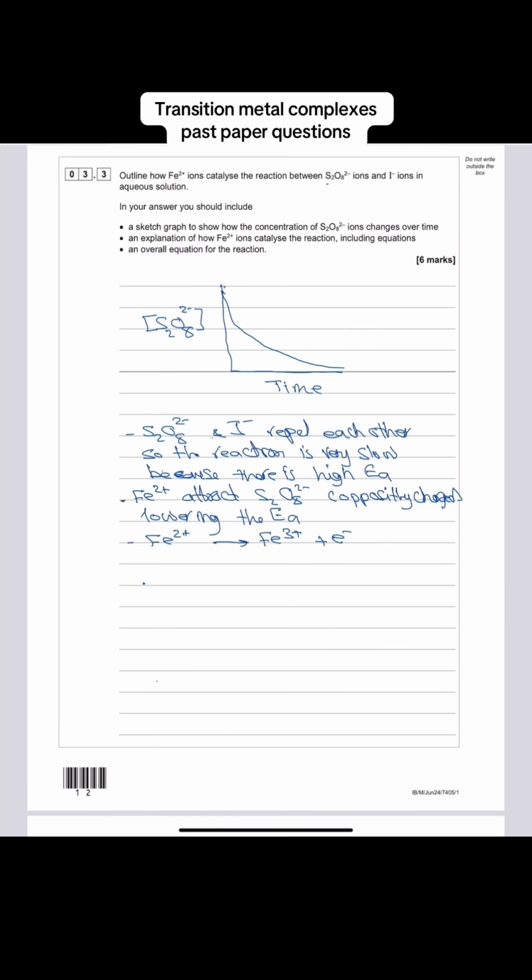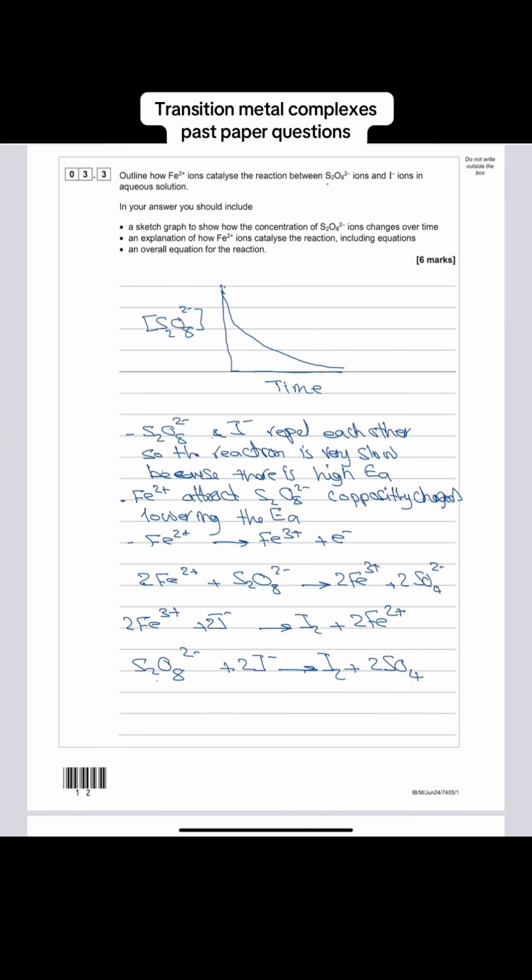So the first one is the reaction between the Fe2+ and the S2O8 2 minus, and that will give you 2 Fe3+ and 2 sulfate. And then the second stage, when the iron 3 plus reacts with the iodide, gives the iodine plus 2 Fe2+. And then the overall reaction, because they asked for it: S2O8 2 minus plus 2 iodide will give you iodine plus 2 SO4 2 minus.